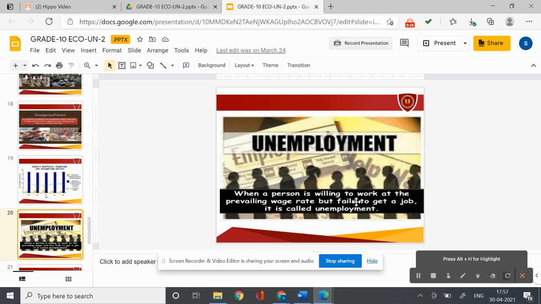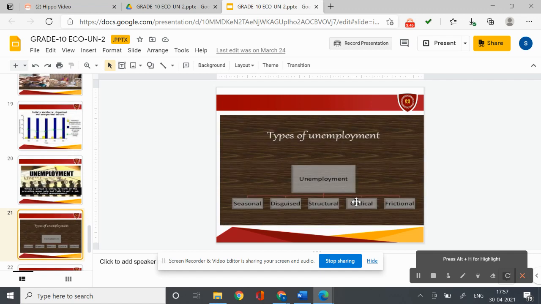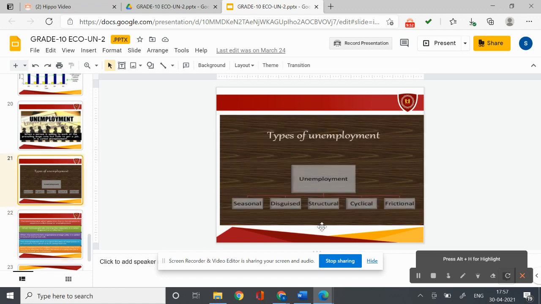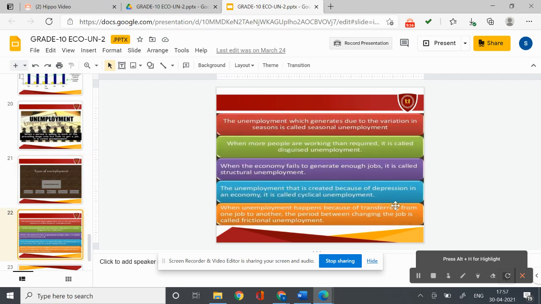Unemployment: when a person is willing to work at the prevailing wage rate but fails to get a job, it is called unemployment. We have types of unemployment: seasonal, disguised, structural, cyclical, frictional. The unemployment which arises due to the variation in season is called seasonal unemployment. When more people are working than required, it is called disguised unemployment. When the economy fails to generate enough jobs, it is called structural unemployment. The unemployment that is created because of depression in an economy is called cyclical unemployment. When unemployment happens because of transferring from one job to another, the period between changing the job is called frictional unemployment.